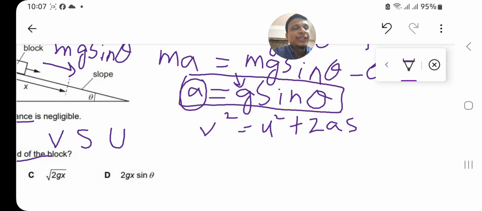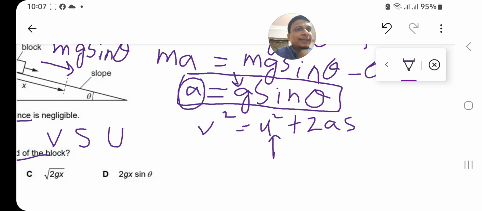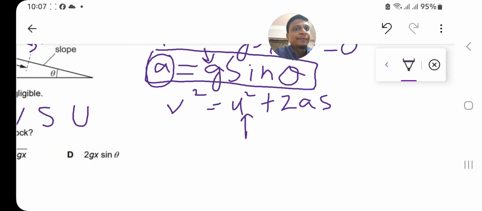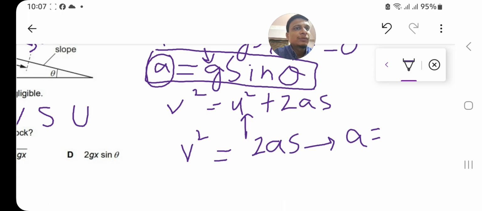So initial velocity is 0 because the block was released from rest. So take this u as 0. We will be getting v square equals 2as, and this implies that a is equal to v square divided by 2s. It is simple. Here you see the velocity is coming and the distance is coming. So we will just place this acceleration in this formula.